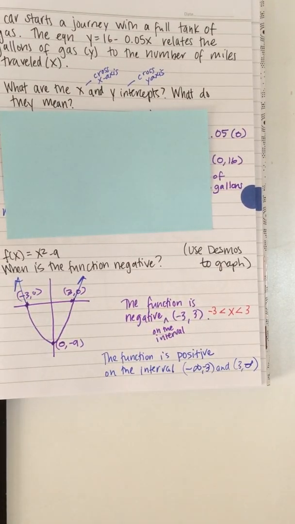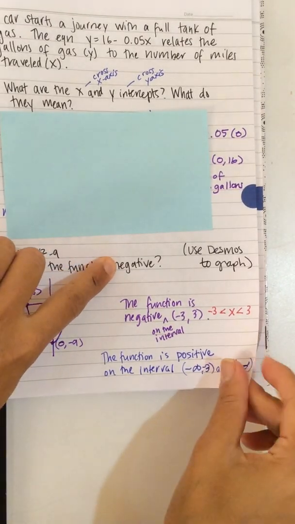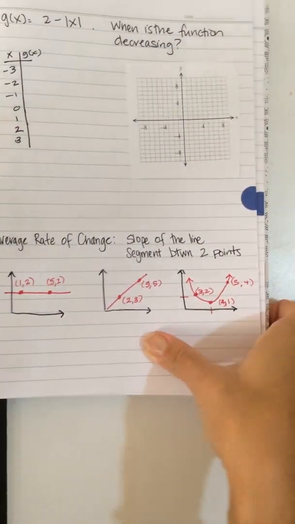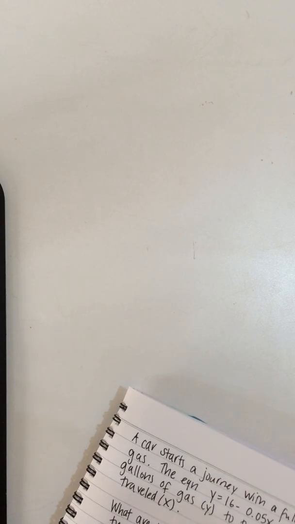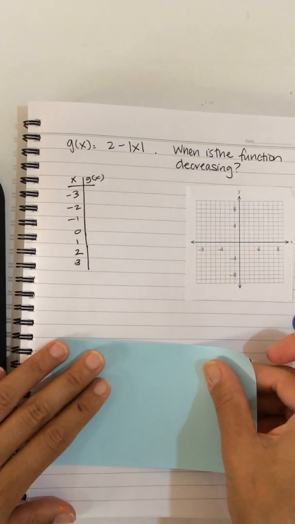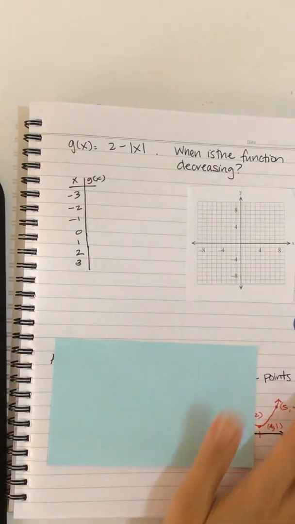Not too hard to do, especially if you have the graph. Okay, so that's another vocab word you have to remember. And then one of the last vocabs you're going to have to remember for this is if a function's increasing or decreasing, right? So when is it going up? When is it going down?